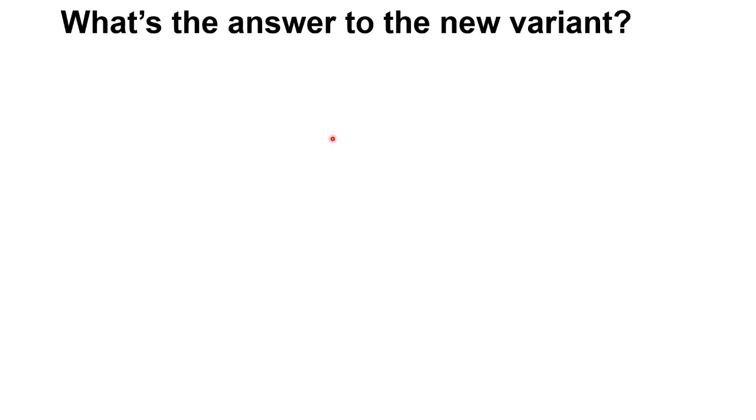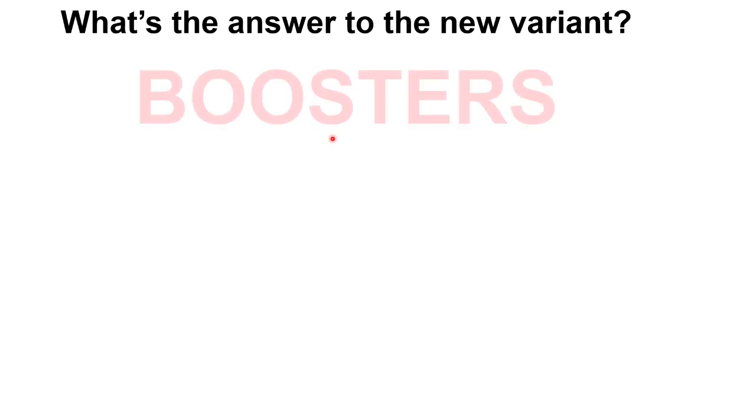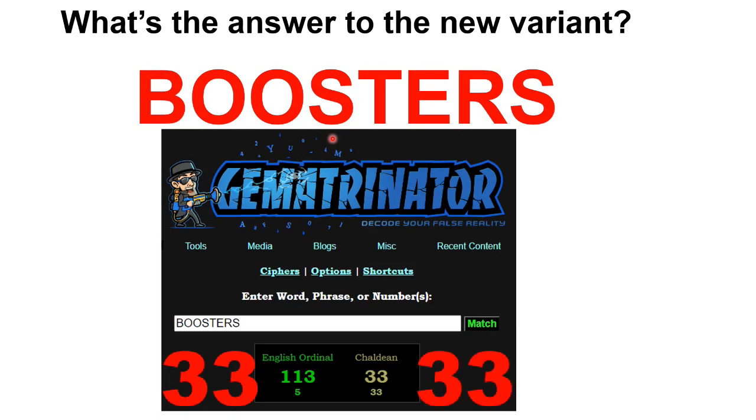And what's the answer to this new variant? Even though they don't know whether it's more transmissible, it's more deadly, it has worse symptoms. Of course, it's boosters. We've all got to get our boosters, and now instead of every 6 months, it's every 3 months. And boosters in English ordinal, where A is 1, Z is 26, is 113 for 11 by 3 for 33, and it's a straight 33 in Chaldean numerology.